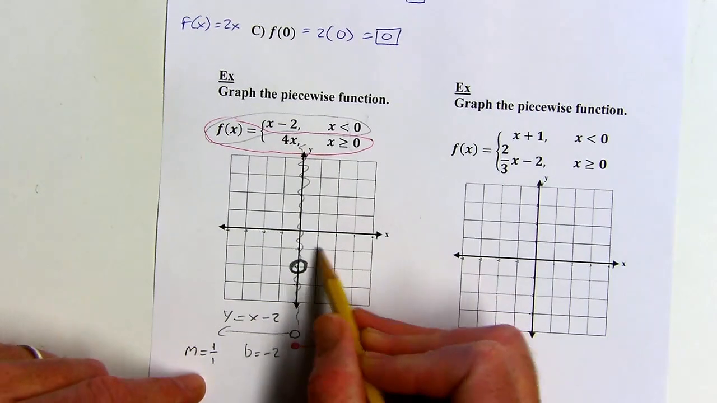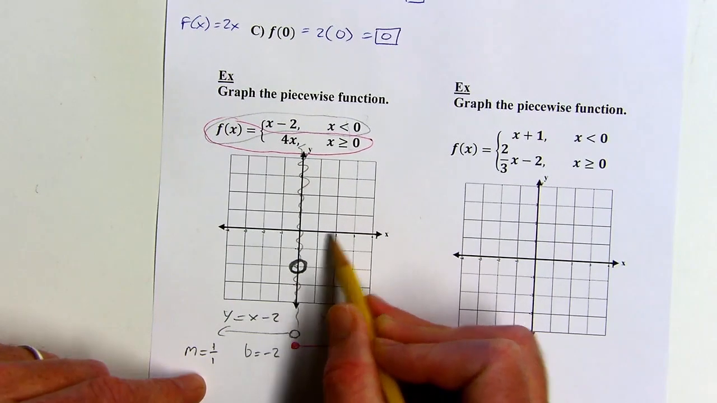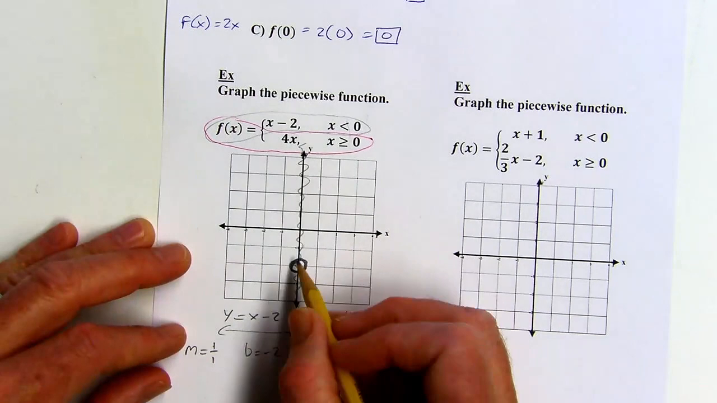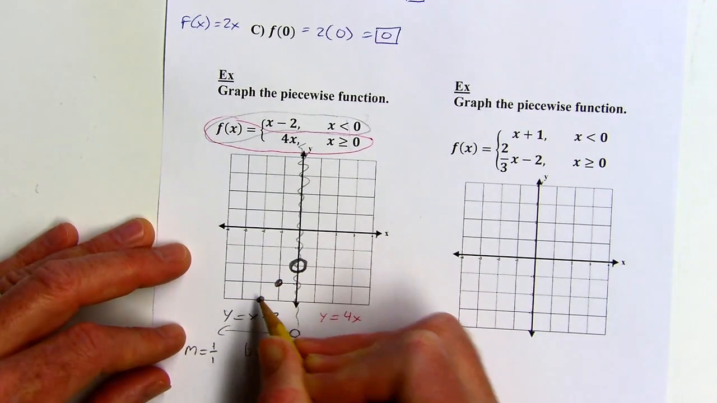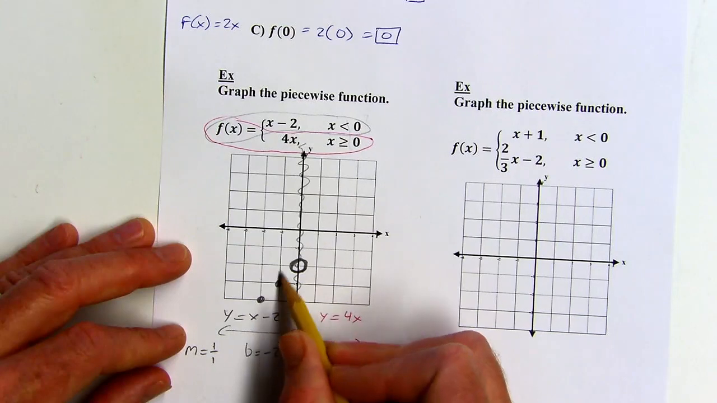You could go up one to the right one, but I'm not using the right side of the graph here. I only want to use the left part, so I'm going to go down one to the left one instead. Then I'd have a slope of 1: up 1 to the right 1, up 1 to the right 1.